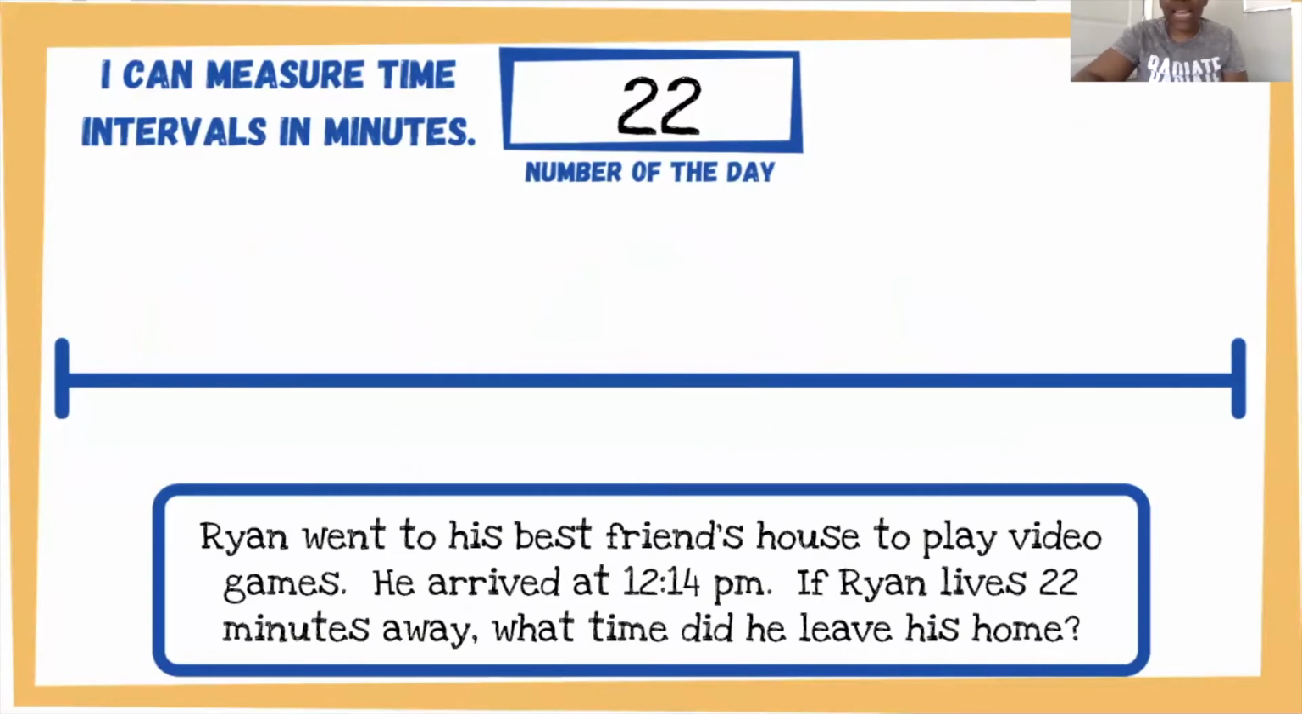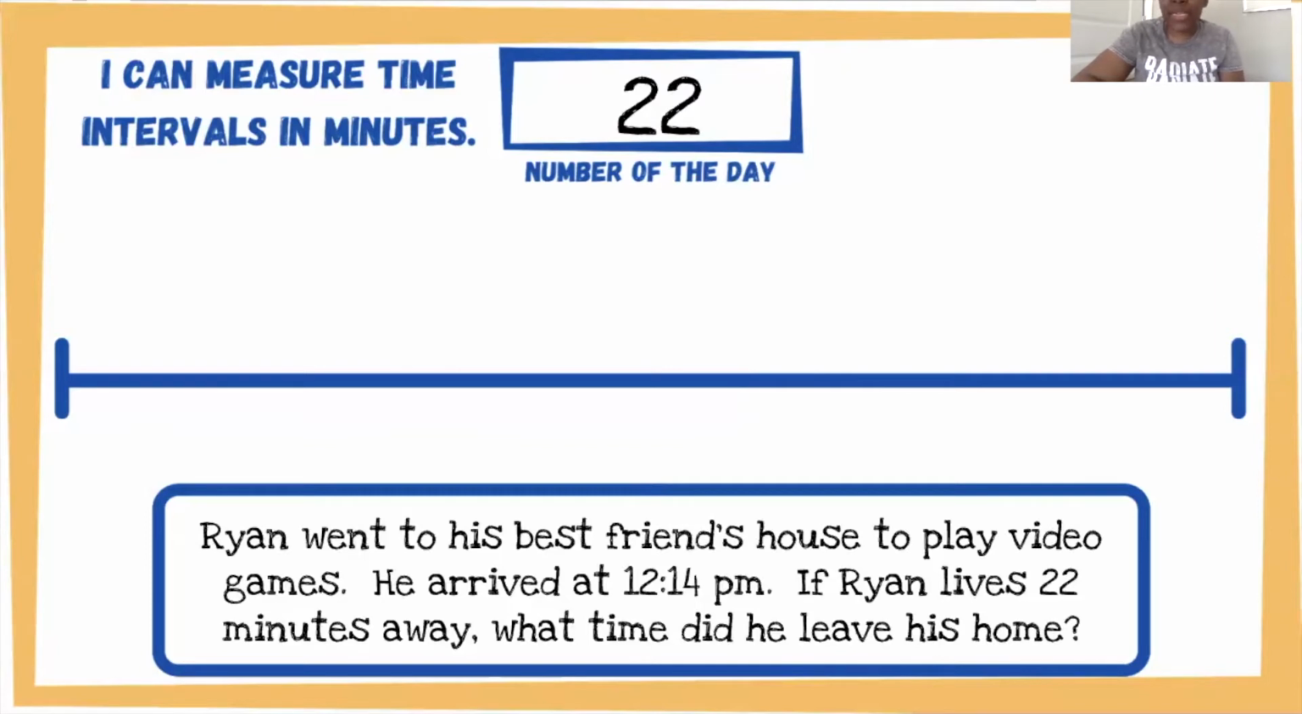We have Ryan. And Ryan went to his best friend's house to play video games. He arrived at 12:14 p.m. If Ryan lives 22 minutes away, what time did he leave his home? So Ryan goes to his best friend's house to play video games. He arrives at his friend's house at 12:14 p.m. If he lives 22 minutes away, what time did he leave home?